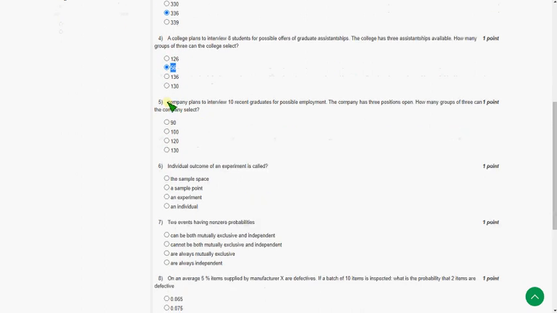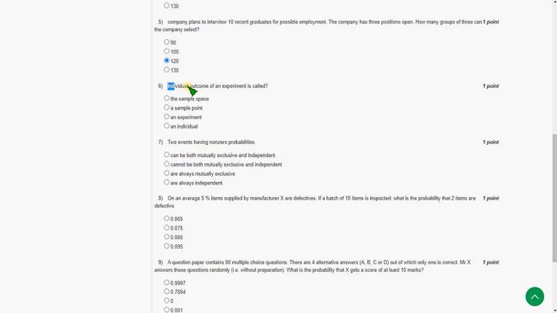Fifth question: a company plans to interview 10 recent graduates for possible employment. The company has 3 positions open. How many groups of 3 can the company select? The fifth question answer is the third option, 120.